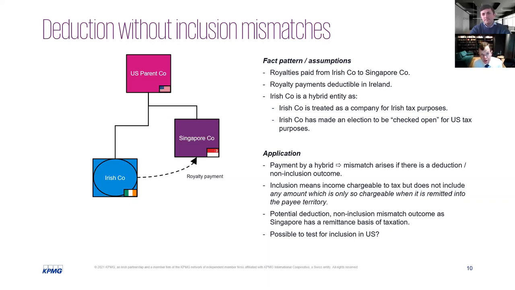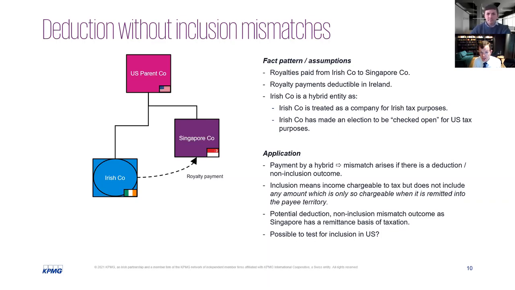And just as a way of illustrating a broader point, although this example is focusing on deduction without inclusion, when you're looking at any structure, you really do need to think about the full breadth of the hybrid rules and to think about each of them in turn and how they might apply. So in this example, we would also have to think about the fact that we could have a double deduction hybrid mismatch too. That's because the Irish company has elected to be treated like a branch of the US parent company, and the Singapore company is not. So that deduction for the royalty payment that the Irish company takes in Ireland is also the deduction for the US parent. So you'd have a double deduction of that payment in those circumstances.